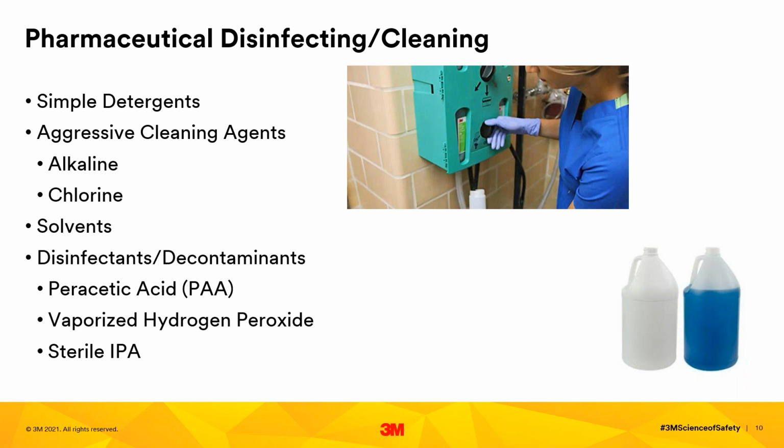You're going to have alkaline agents, chlorine agents, solvents, and then the few that we want you to kind of focus on are peracetic acid and hydrogen peroxide. They're also going to use some sterile isopropyl alcohol in pharma. So you're going to hear me talk about these terms, peracetic acid and hydrogen peroxide, a little bit more.